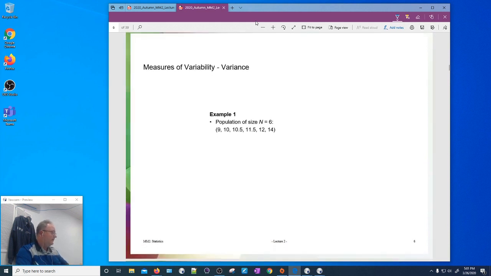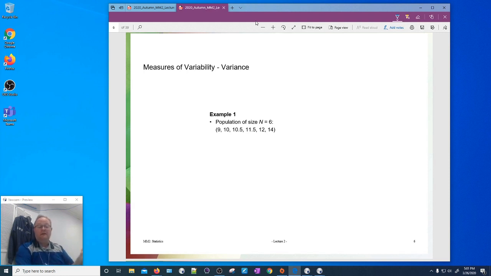Okay, so in this particular example, n is 6, because there's 6 elements. And what are the measures of variance? Well, notice the language. I'm just drawing your attention to this because this is quite important. This is a population data set.